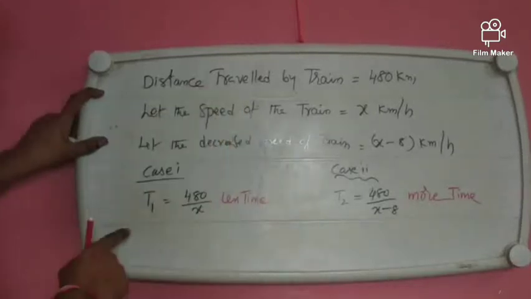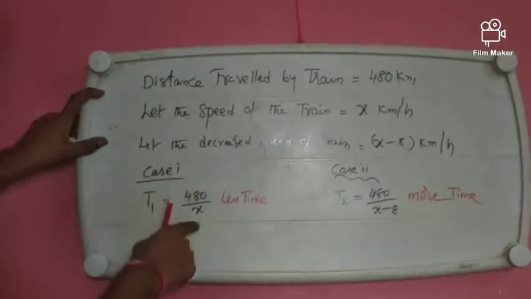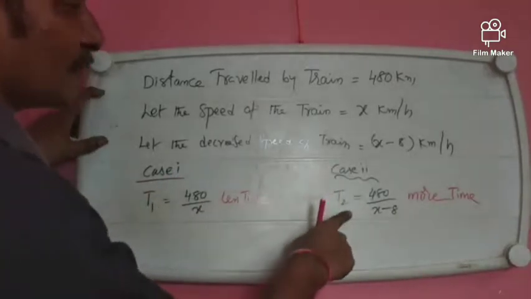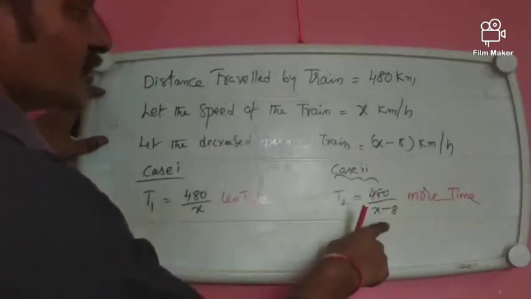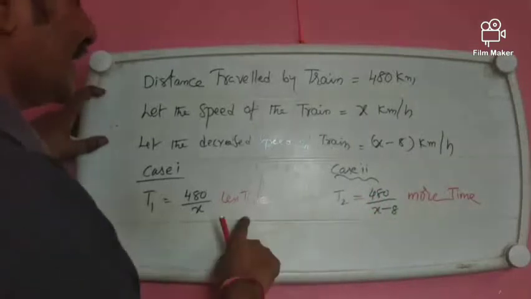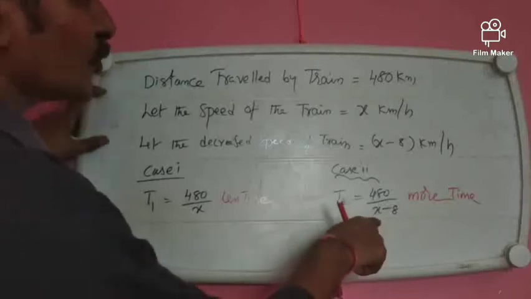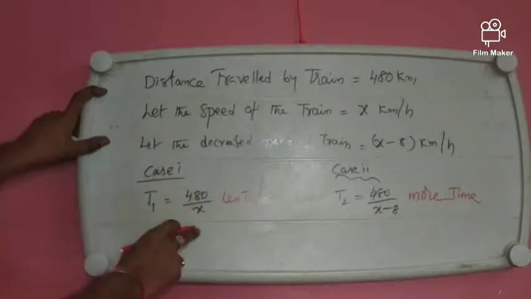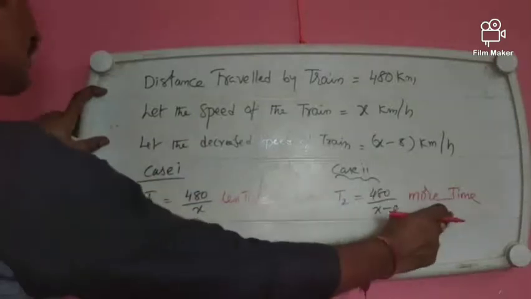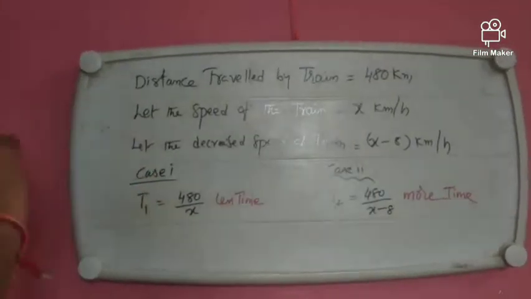Now, did you understand or not? Case 1: for the speed formula, the time formula is distance by speed. So distance 480 by X. Case 2, time taken by the train with the decreased speed is distance by speed, 480 by X minus 8. Here, in these two timings, which is more? Why? Because it is going with a little bit lower speed. Case 1 is moving with the actual speed. In these two timings, this one will take more time, and here less time. Okay now? Right.